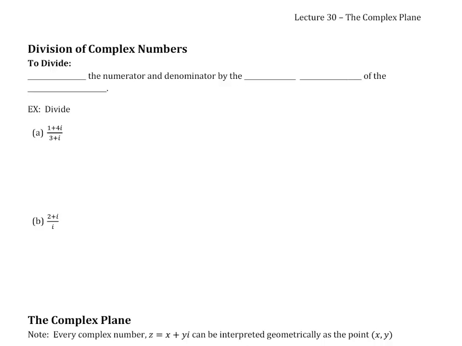To do division of complex numbers, we will use that notion of the complex conjugate and the previous theorem that says multiplying by its conjugate gives you a real number. So we are going to multiply the numerator and denominator by the complex conjugate of the denominator.